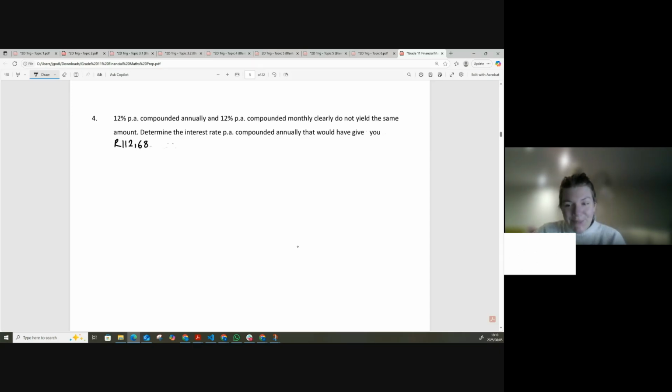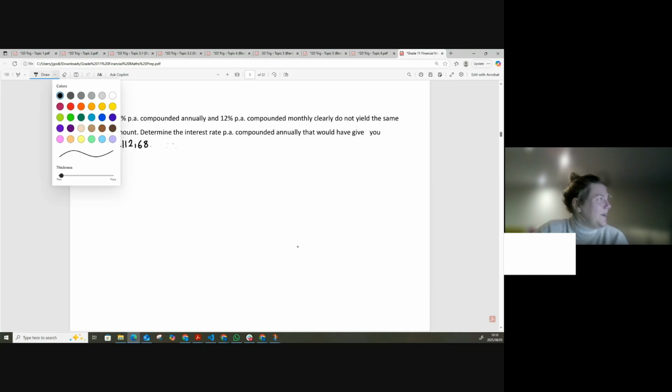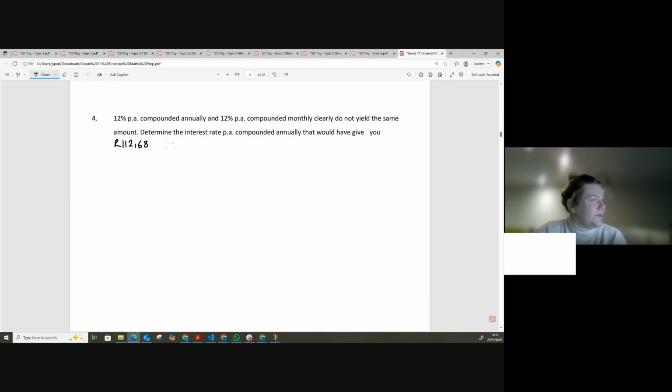Okay, cool. Let's break this one up a little bit. We're going to do exactly the same thing: A, P, I, N. This one's not a scary one. So we've got 12% per annum that is being compounded annually.